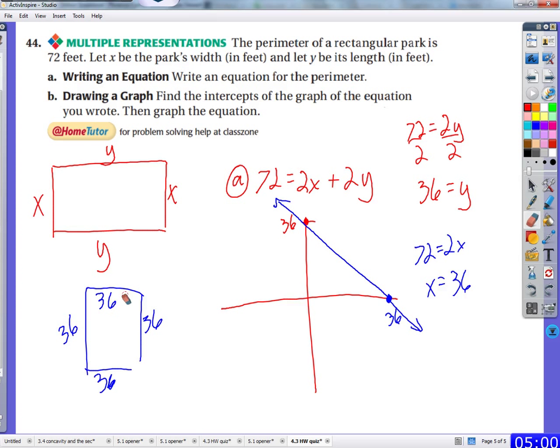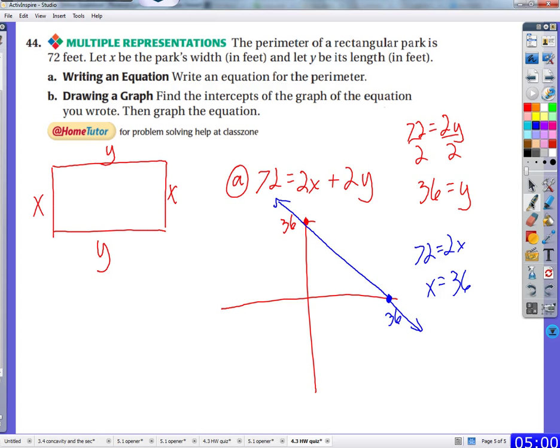Okay, so let's go back. Back to square one, back to the drawing board. If this side were 36 and this side were 36, what would this part look like? X would be zero. So what would this part look like? It would be a rectangle with one of the sides being zero?